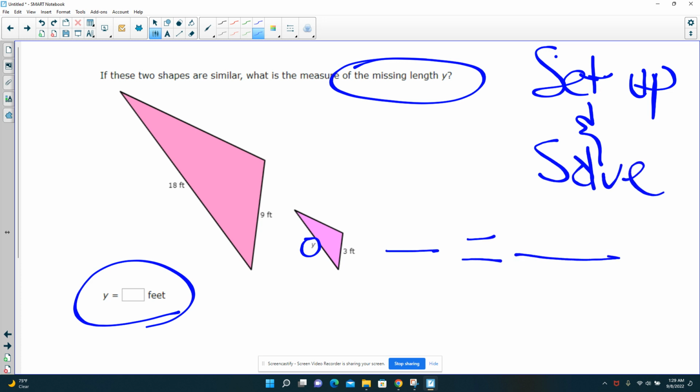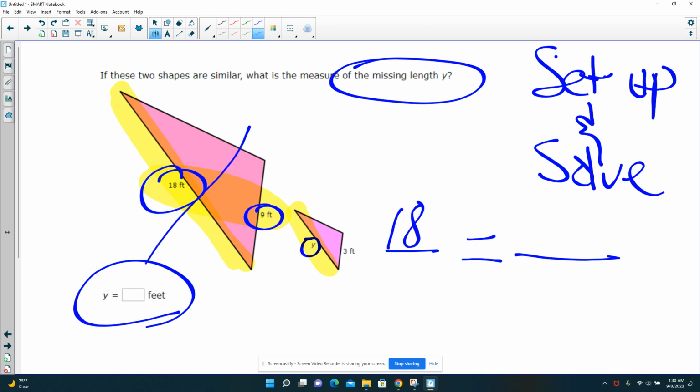The proportion needs to look like this. I'm going to get my highlighter. Okay. Don't forget that this side, it's matching with this one, all right? So we can just cut it. 18 and 9 need to go together.